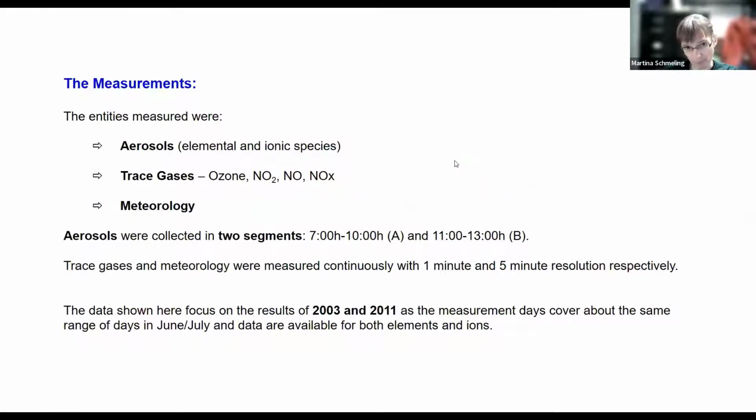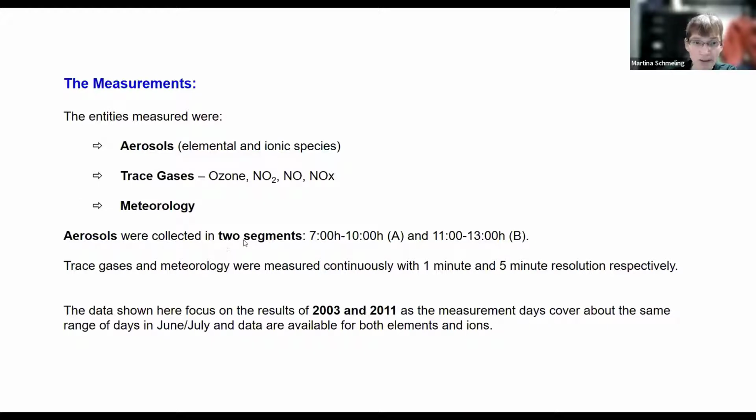So what did we measure? We measured aerosols, elemental and ionic species, as I already mentioned. We also measured trace gases: ozone, nitrogen dioxide, and NO and NO2, which are lumped together as NOx. And we also did meteorological measurements. We had a small weather station which measured wind speed, wind direction, temperature, humidity, and pressure. These are the 5 parameters which were important. If we don't have data, we supplement them from local weather stations, which we can download relatively easily. Now everything is easily available over the internet and also quite validated.